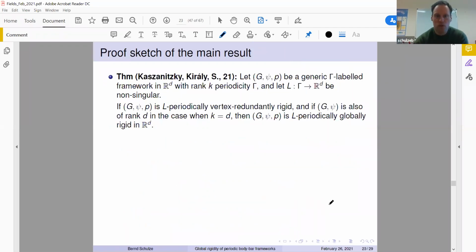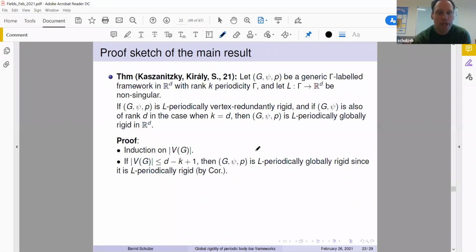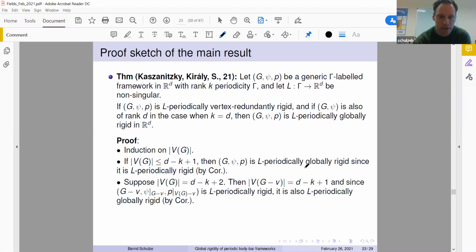So here's the main result again. We have a generic periodic framework, and we assume it's vertex-redundantly rigid. And also if k is equal to d, then the quotient graph is of full rank, then the graph is globally rigid. Okay, so let me sketch a proof of this. The proof is not so easy, but I will sketch it on 2 or 3 slides. The proof is by induction on the number of vertex orbits. If the number of vertex orbits is small, then we have just seen that if the graph is rigid, then it's globally rigid. Our assumption is that the graph is vertex-redundantly rigid, so in particular it's rigid, and therefore immediately by our previous corollary, it is globally rigid. So there's nothing to do.